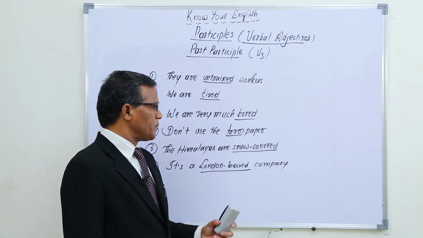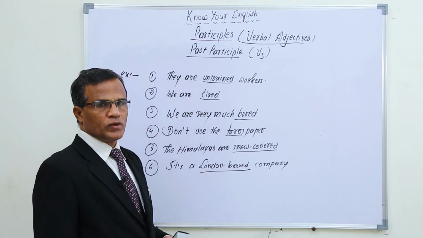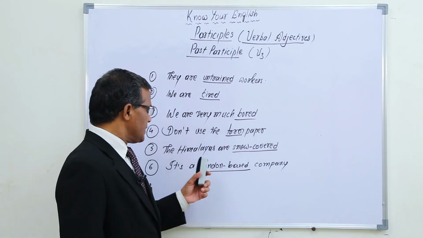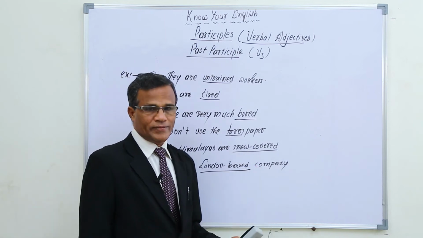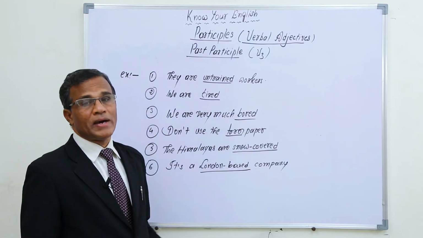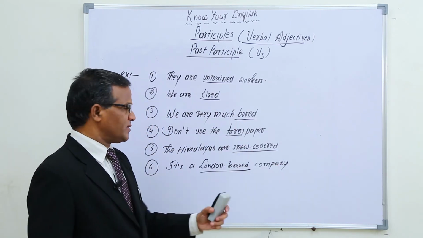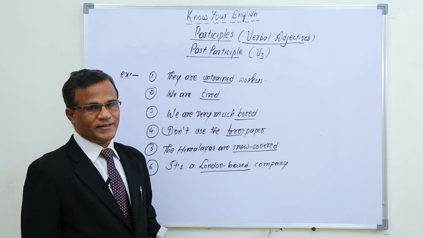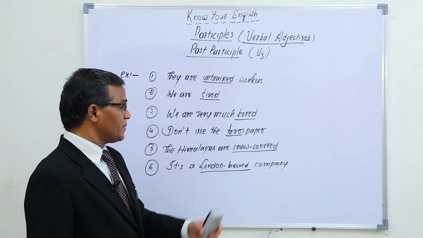Don't use the torn paper. Good paper, nice paper, like that, torn paper. And in the same way, the Himalayas are snow covered. So they are snow covered Himalayas. So it becomes: the Himalayas are snow covered. Okay, in the same way, it's a London based company.